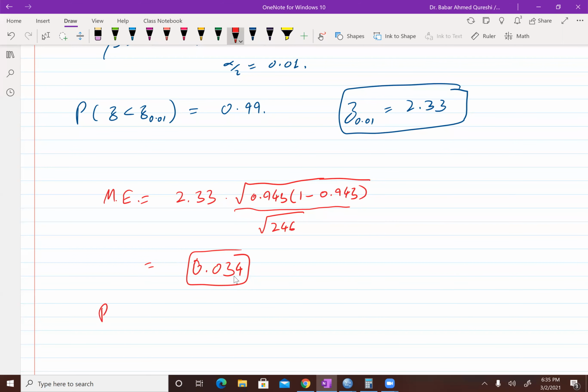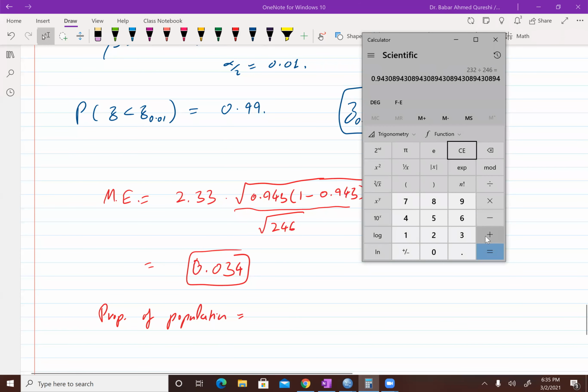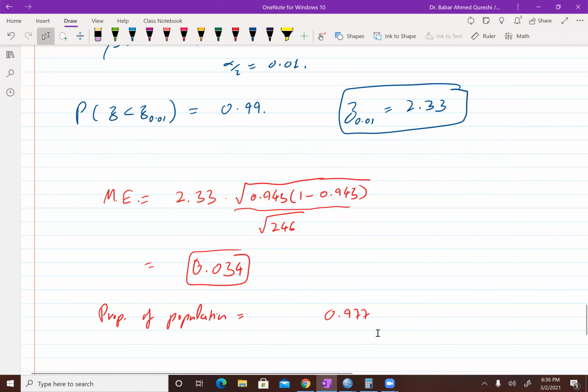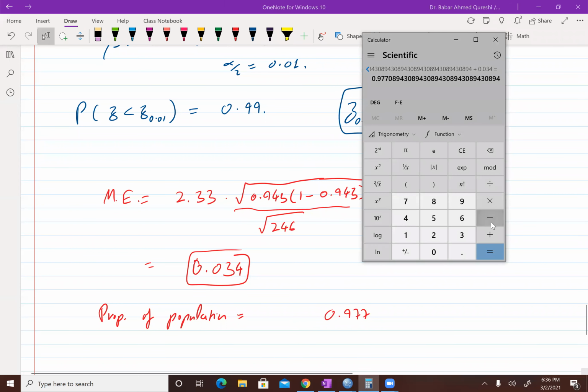So that means the proportion of the population is between 0.943 plus 0.034, which is 0.977, and 0.943 minus 0.034, which is 0.909.